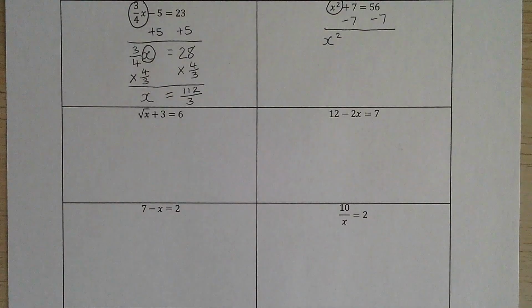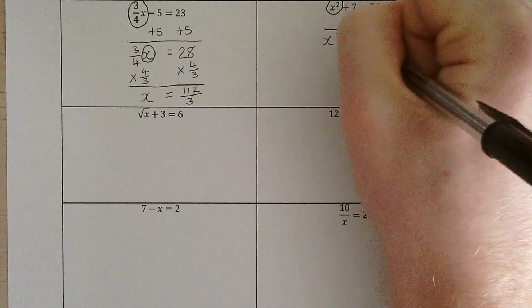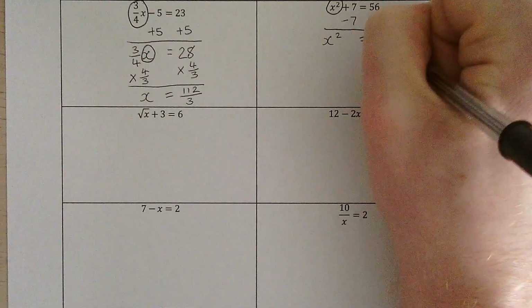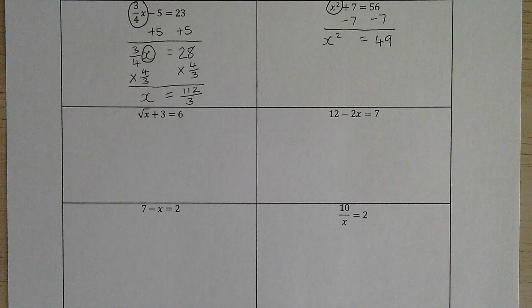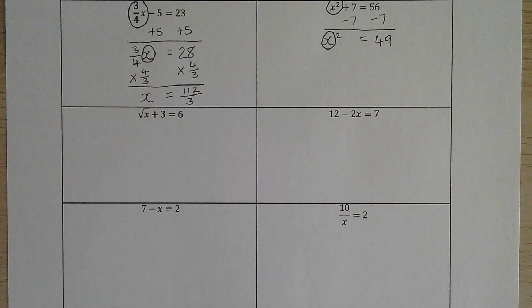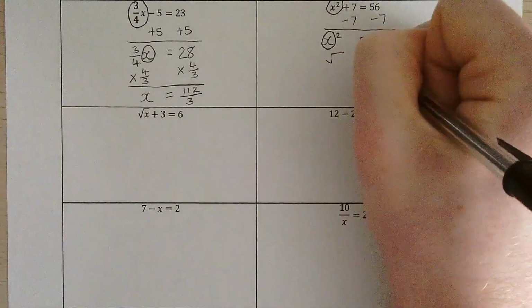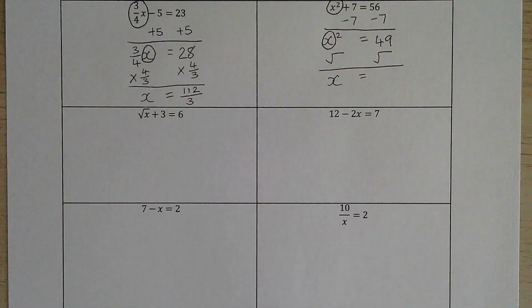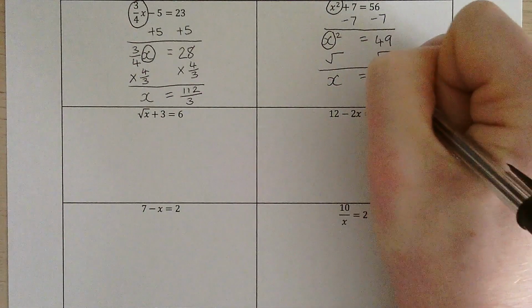This leaves us with the x squared dropping down. The positive 7 and the takeaway 7 cancel each other out. The equal sign drops down, and 56 take away 7 is 49. I now need to isolate the variable, so that's just going to be x. So I need to get rid of the squared symbol, and we do that by square rooting both sides of the equation. Again, that will leave us with x equals the square root of 49, which can be 7.